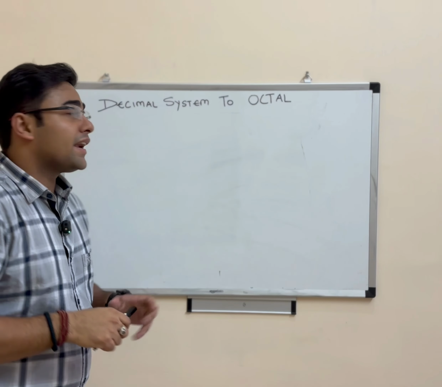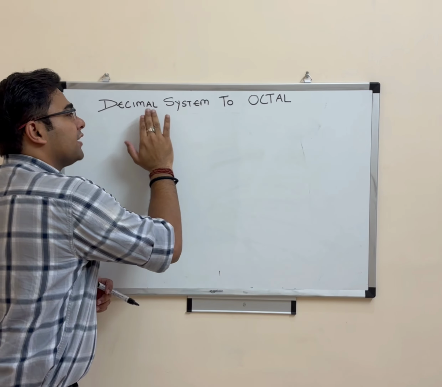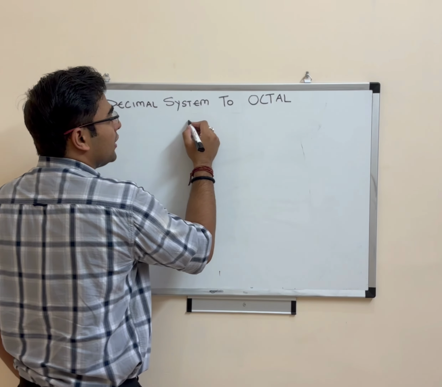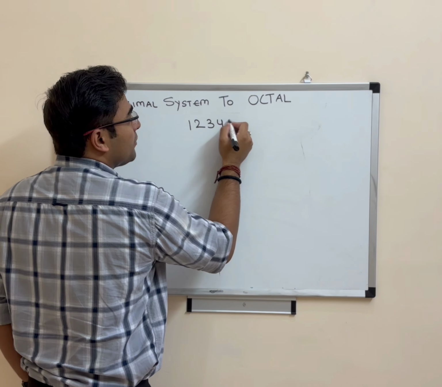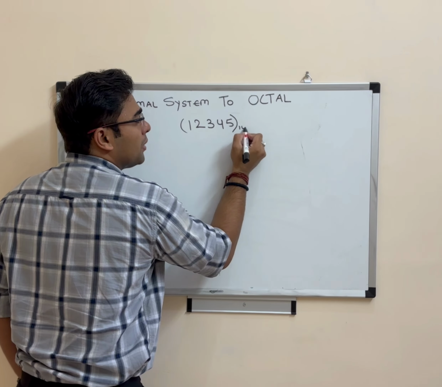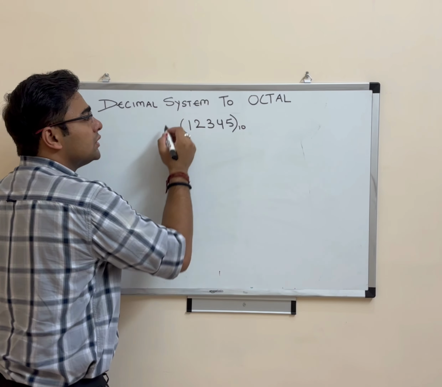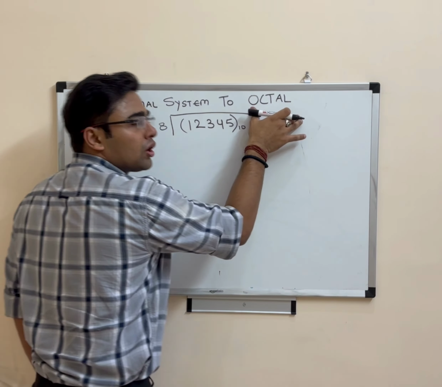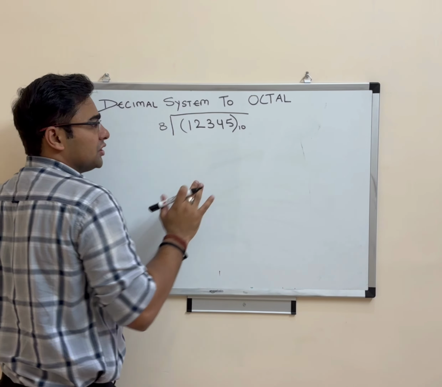So now we will understand how conversion of decimal system to octal number system takes place. Let's say you have any other number, let's say 12345. Okay, now if I want to convert this decimal number into octal number, what I'm going to do is divide here by 8. Why 8? Because octal number system is represented by 8 digits.